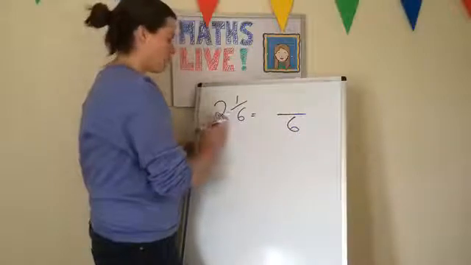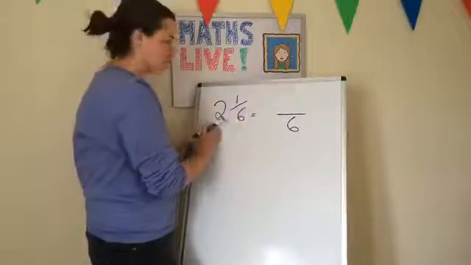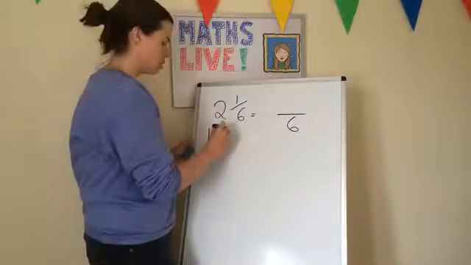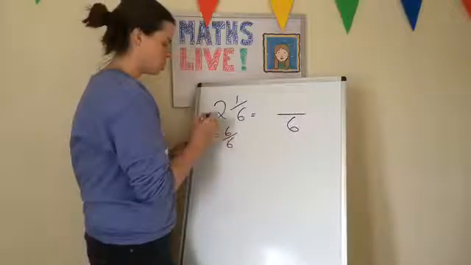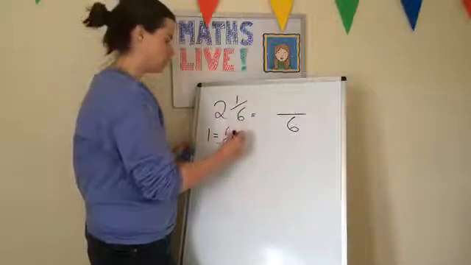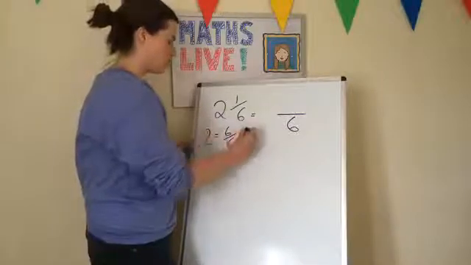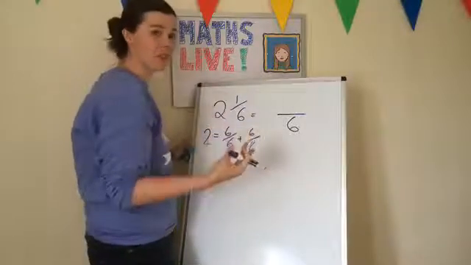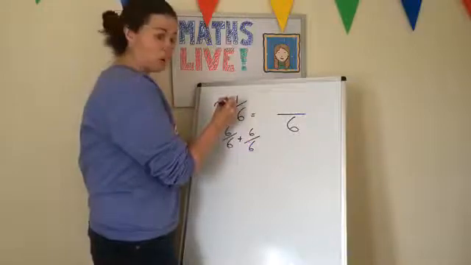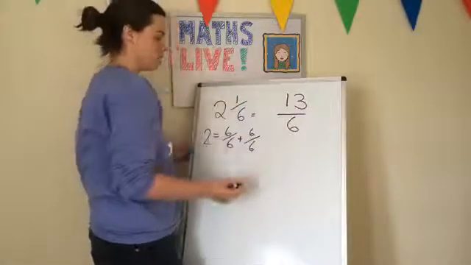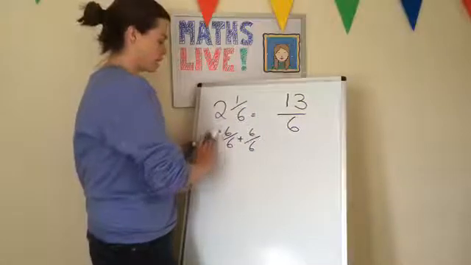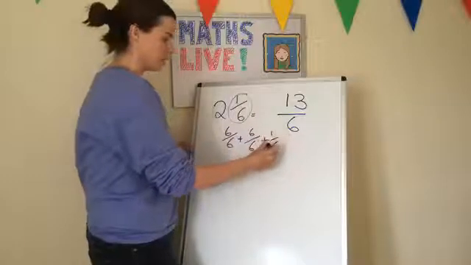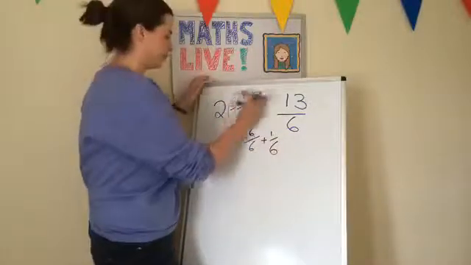Right, so I've got 1/6. I've also got 2 wholes. 1 whole is 6 over 6. So 2 wholes is 2 lots of 6 over 6. So 2 is 6 over 6 plus 6 over 6. So 6 over 6 and 6 over 6, that's 12 over 6. Plus my 1 over 6 is 13 over 6. So basically what I've got is 6 over 6 plus 6 over 6 plus my 1 over 6. And that's 6, 12, 13.